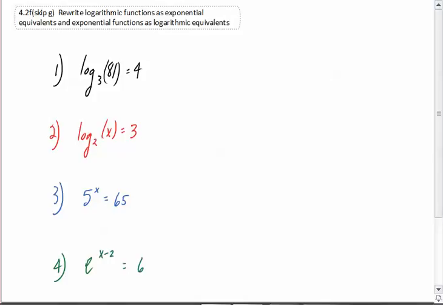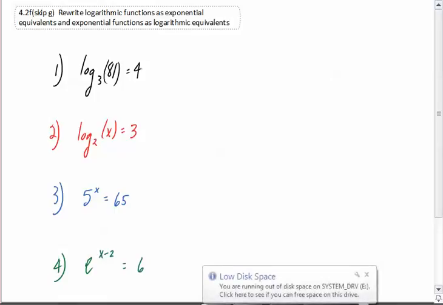Alright, so we're getting ever and ever closer to solving logarithmic equations, or using logs to solve equations, and this is going to be one of the steps in that process. We're going to rewrite logarithmic functions as exponential equivalents and exponential functions as logarithmic equivalents. Now, we've been doing this a little bit already, but we're going to now begin to see some variables in these equations, and we're going to see how we can actually solve them.